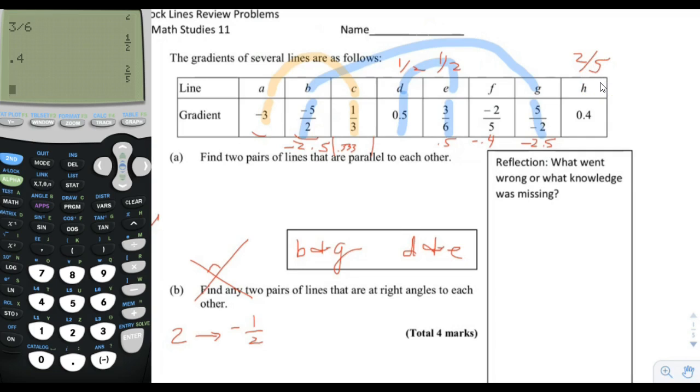Yeah, there is. In fact, there are two of them, aren't there? Negative 5 over 2, there's this one, and there's also this one. How interesting. Okay, so one of the pairs is A and C.